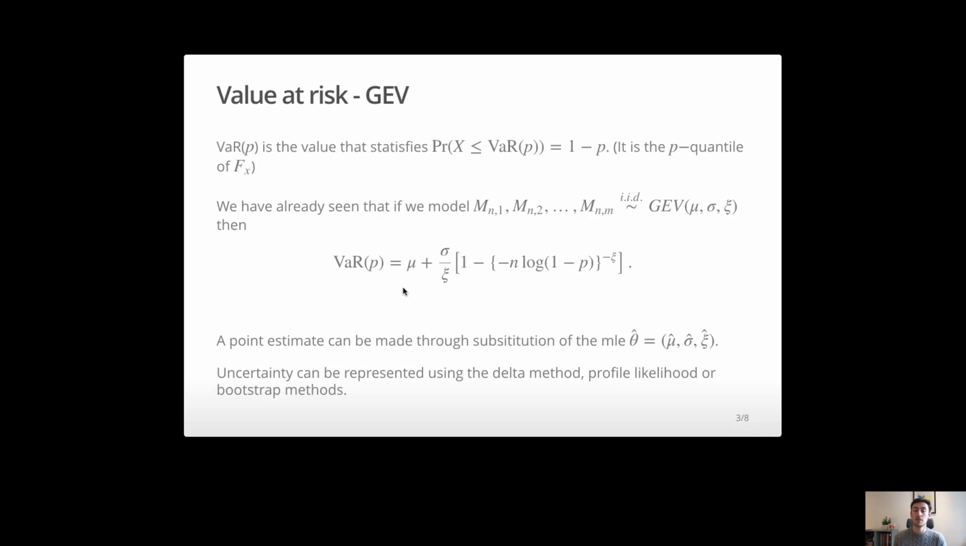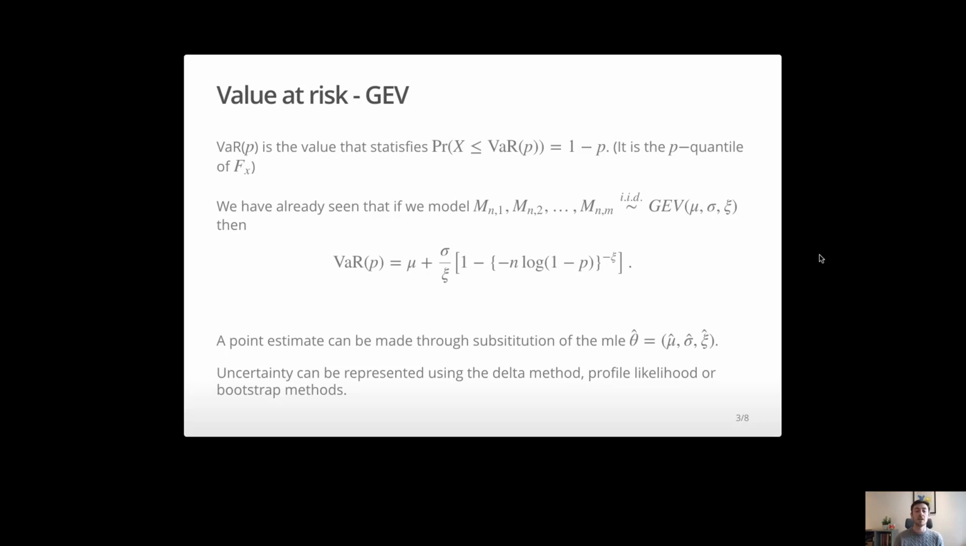which is just going to be given by mu plus sigma over psi times (1 minus (−n log(1 − p))^(−psi)). So all this is a particular quantile of this GEV distribution. If we want to obtain a point estimate for the value at risk, we can do that by substituting in the MLE that we've found for our GEV parameter estimates. So plugging in mu hat, sigma hat, and psi hat into this expression.